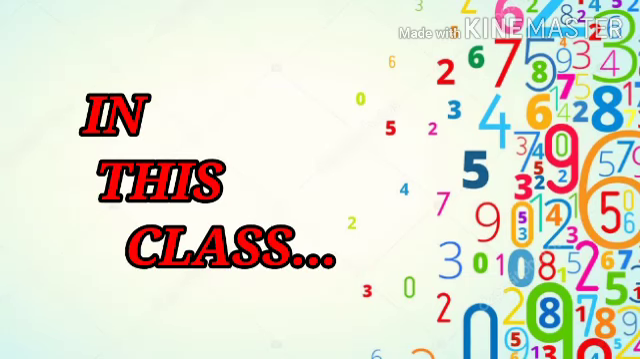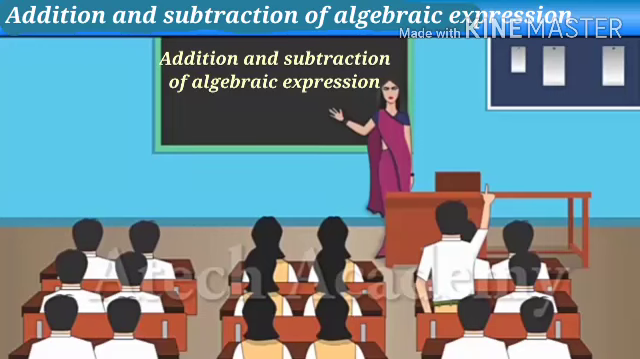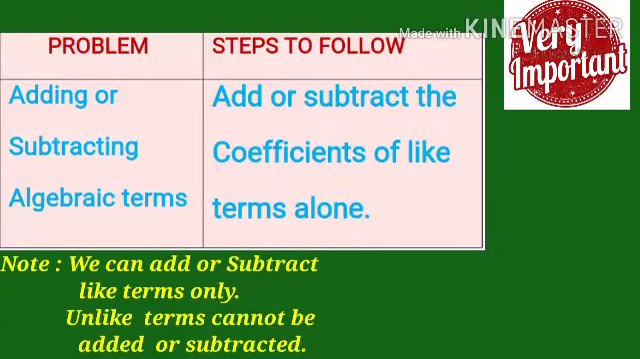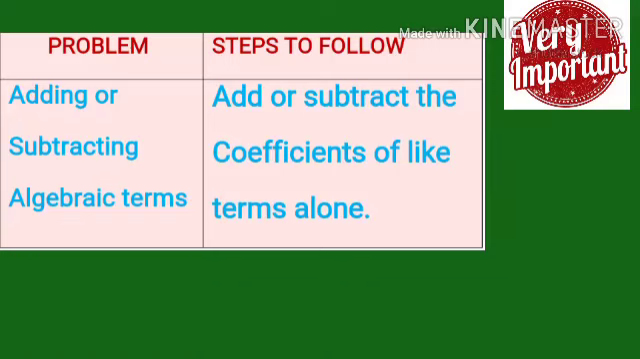In this class, we are going to see addition and subtraction of algebraic expressions. Dear students, I have given you important steps to carry out these problems. Kindly learn them properly. This will help you to work out problems of the same type. Problem: adding or subtracting algebraic terms. Steps to follow: add or subtract the coefficients of like terms alone. Note: we can add or subtract like terms only. Unlike terms cannot be added or subtracted.